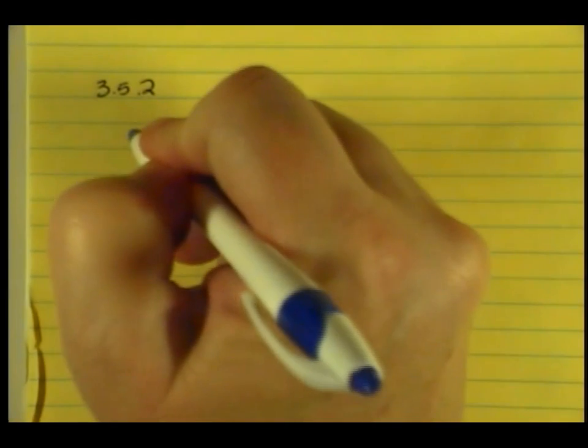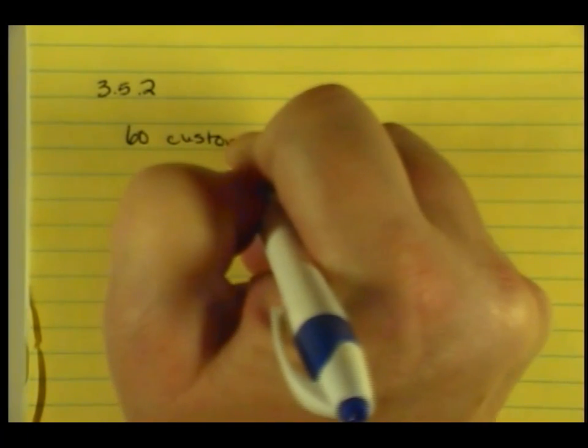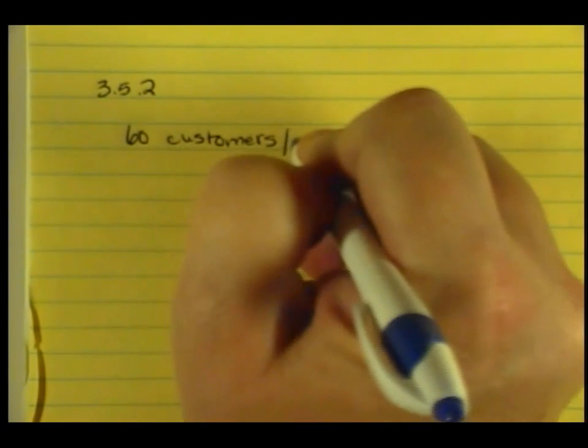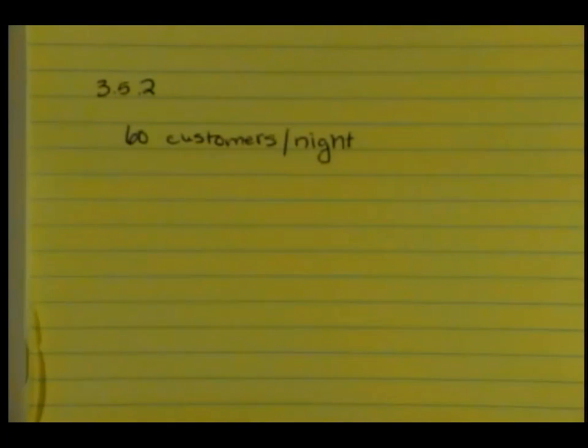And it says the cafe serves an average of 60 customers per night. Okay, Courtney, 60 customers per night. Am I talking about inventory, throughput, or flow time? Would it be flow? Flow time is going to be measured in minutes, hours, a night, right?